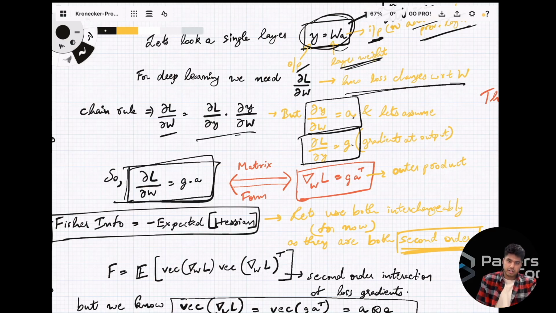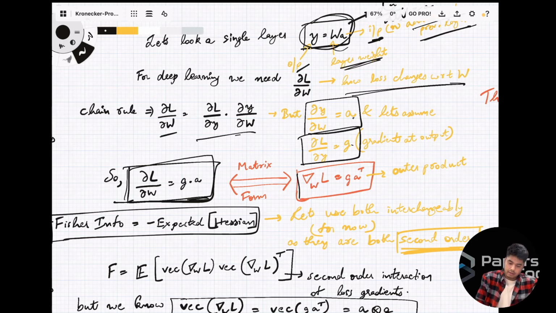Where the rate of change of loss with respect to your weight is your gradient multiplied by your activation output slash input, or whatever you want to consider it as. This is obviously not in a vectorized form. And to use it in deep learning, we need it in a matrix form, because you can do NumPy operations and parallelize them and all the good stuff. So when you write this in a matrix form, this is what you get, right?